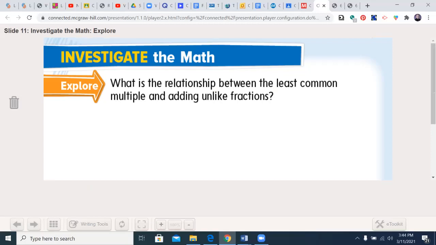What is the relationship between the least common multiple and adding unlike fractions? Simple answer, you're going to need the least common multiple to find common denominators to make them like fractions. We do not add unlike fractions. We need to make them like fractions.